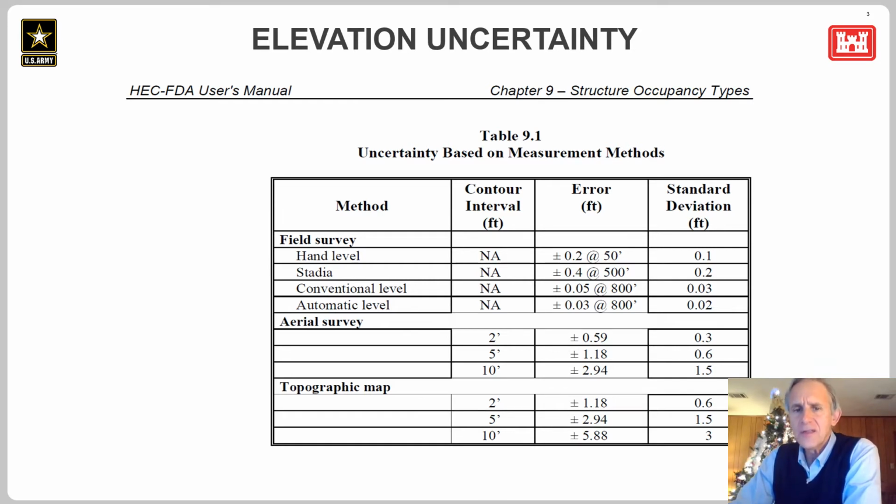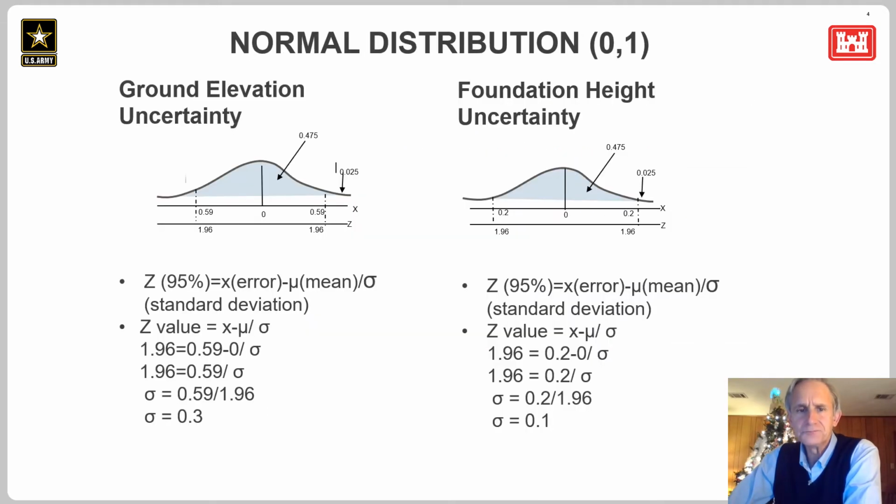And then also, hand levels, we use them for foundation heights. For the foundation height, the error using a hand level from 50 feet away is plus or minus 0.2 feet, and it has a standard deviation of 0.1 feet. We're going to look at how it gets from the error to the standard deviation, because this is what we incorporate as our uncertainty in our HEC-FDA model for first floor elevation.